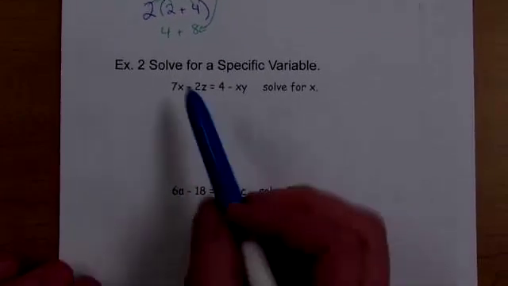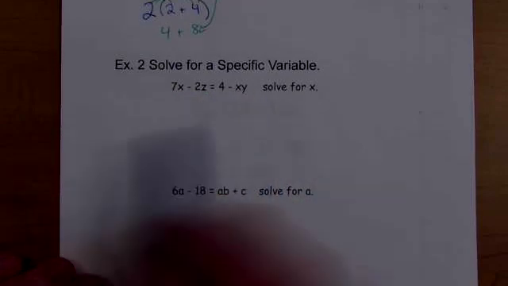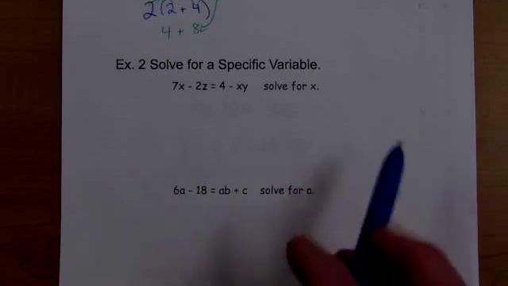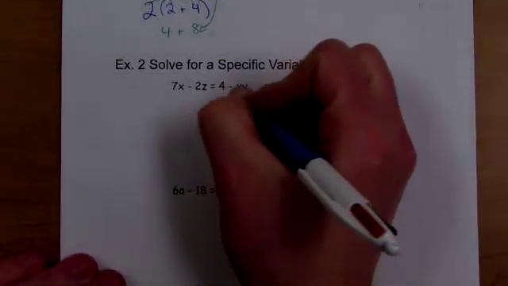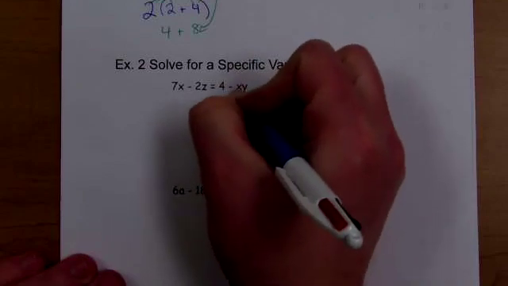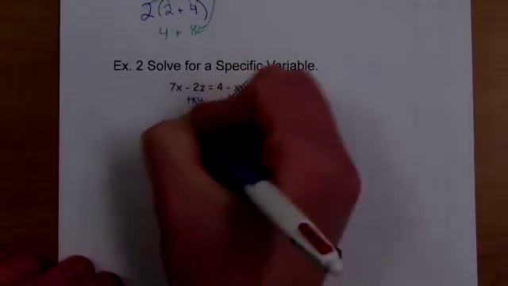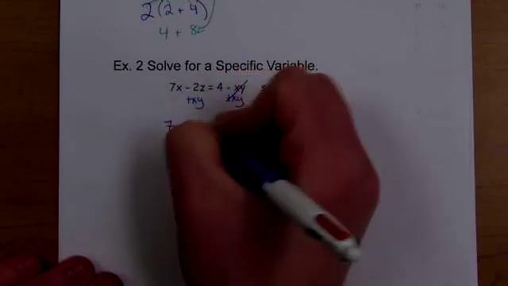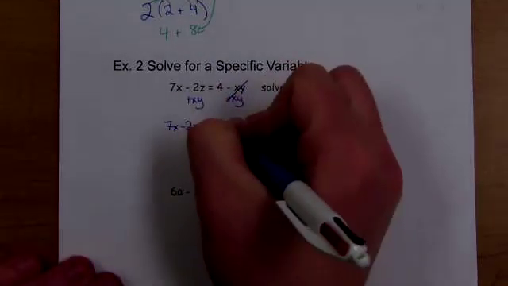So let's look here. We have 7x minus 2z equals 4 minus xy. Well, we want to solve for x. So let's get everything with an x on one side. And ideally, I like to try to get the variable we're solving for on the left. So to do that, let's move anything with an x. So I got to move this xy. These go away. So I have 7x minus 2z plus xy, because none of these are like terms, I can't combine them, equals 4.